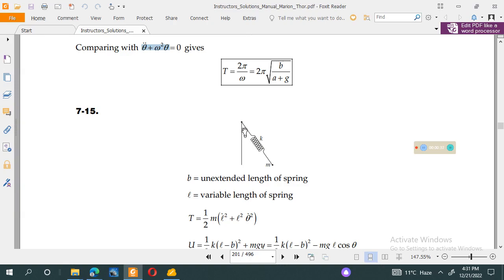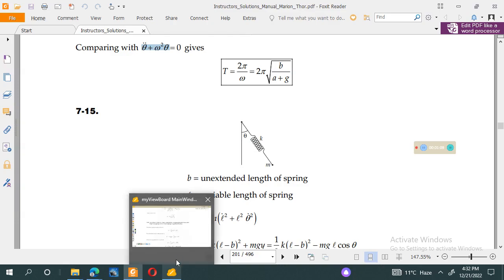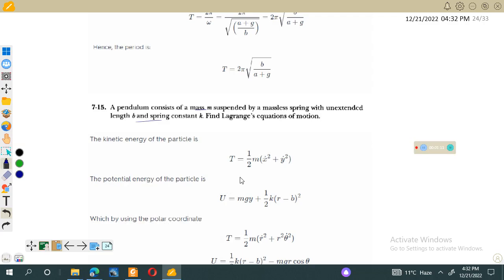If I go to the diagram of this question, it is a spring-block system making some inclination theta. The spring has spring constant k, the mass is m, and the unextended length of the spring is b. When the spring is extended or elongated, its length is represented by l. So we can find the kinetic energy and potential energy for this spring system.